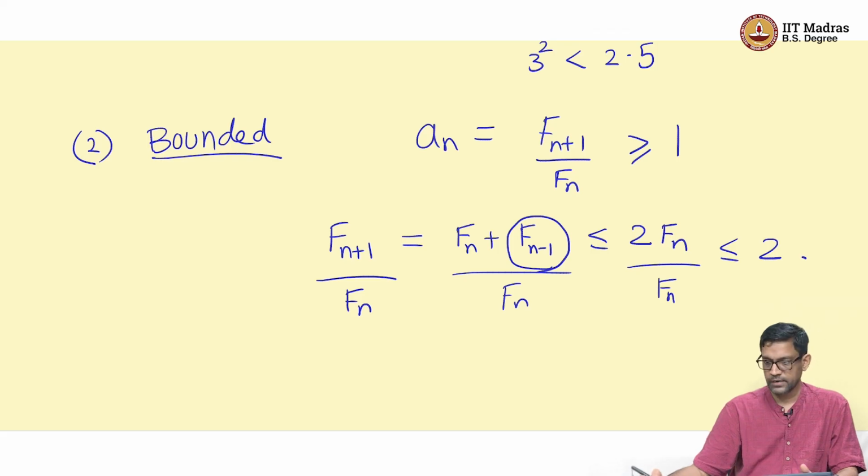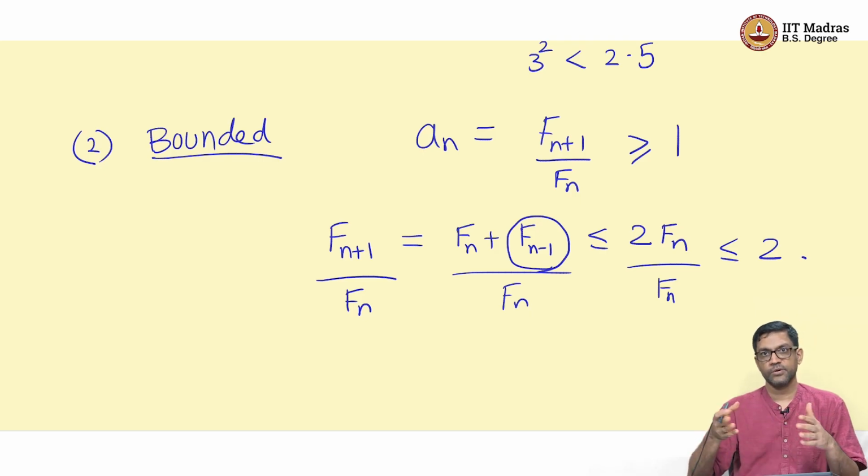So what we have really shown is that the successive ratio of Fibonacci numbers can be viewed as two interlacing sequences, one which decreases and the other which increases, but both of them converge to the same limit, which is the golden ratio. So that completes the proof.